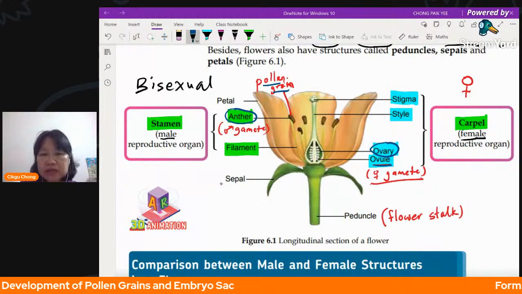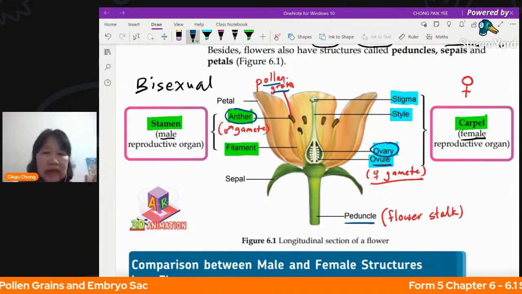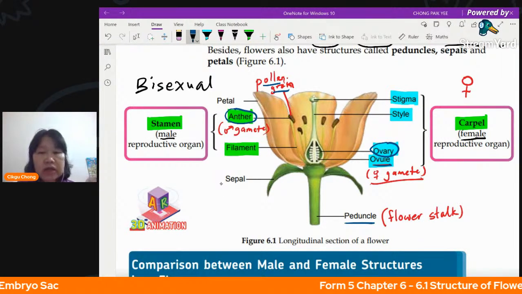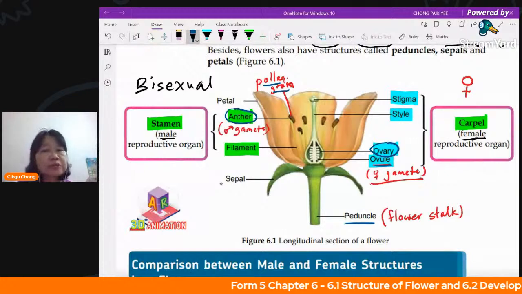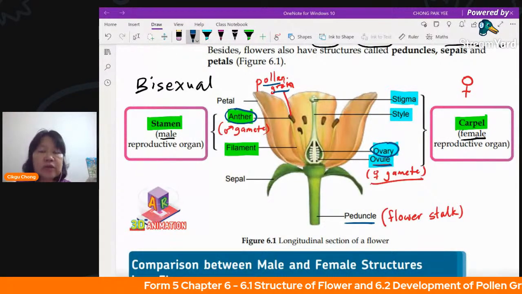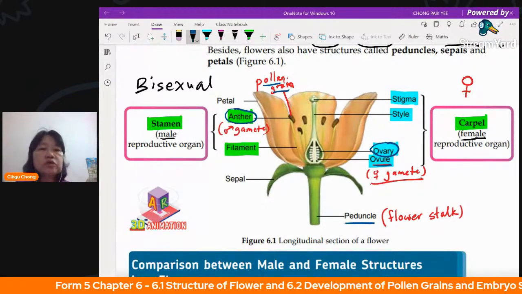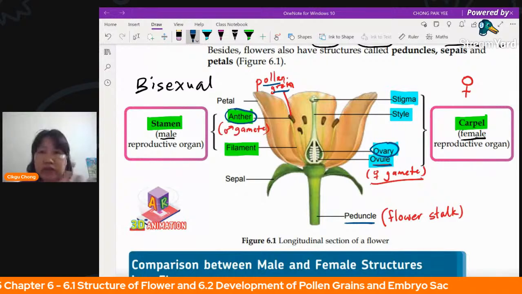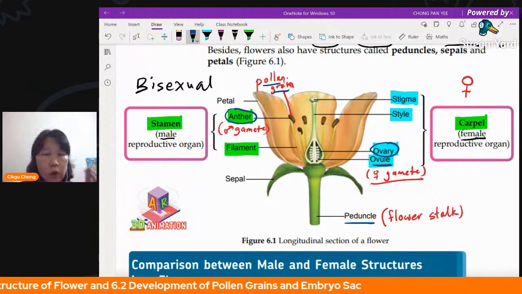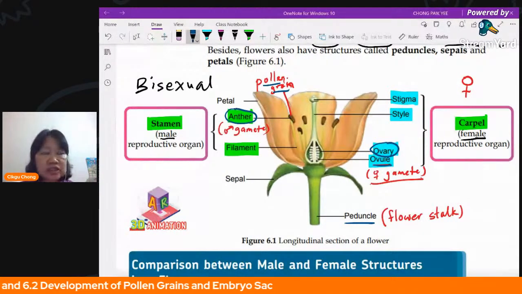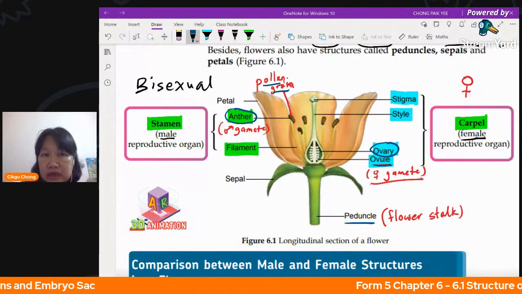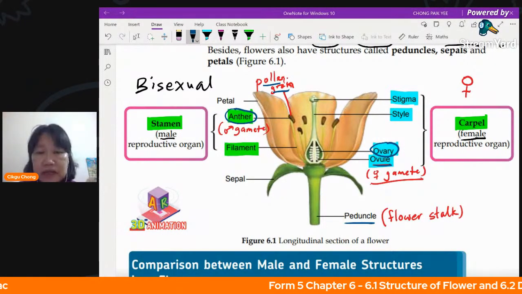This peduncle actually holds the flower. It's called the tangkai bunga, or we call the flower stalk. It holds it upright, so it's able to be seen by the insect. So the wind is able to, when it blows, carry the pollen grain away. So it holds it in a position which is easily dispersed. The wind can bring the pollen grain or it can be seen by the animals.